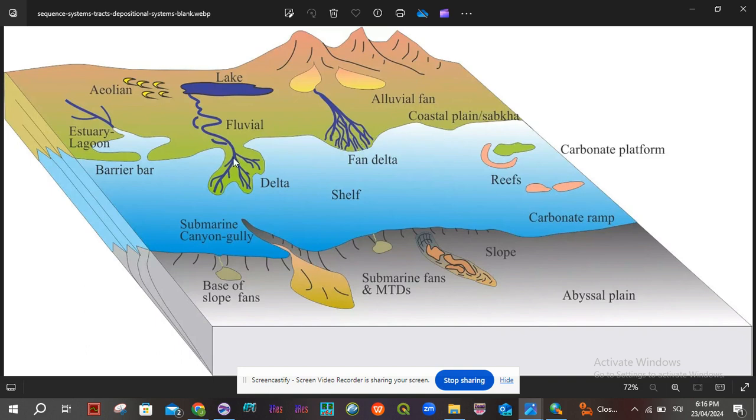We have some deltas where you can see the rivers are bifurcated, and we have some mouth bars and some channels within the delta.